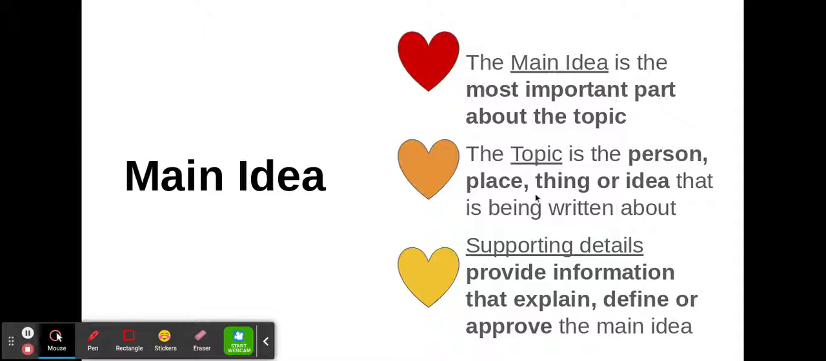When you are identifying the main idea of a story, it's helpful to first identify what that topic is. Then you can decide what the author wants you to know about the topic, which will be the main idea. And then you can identify those supporting details, which will explain the main idea.